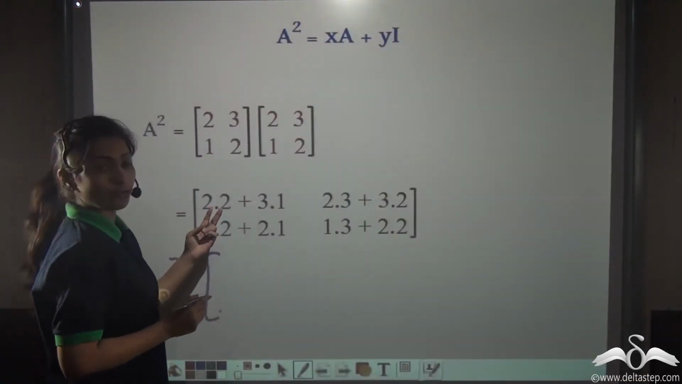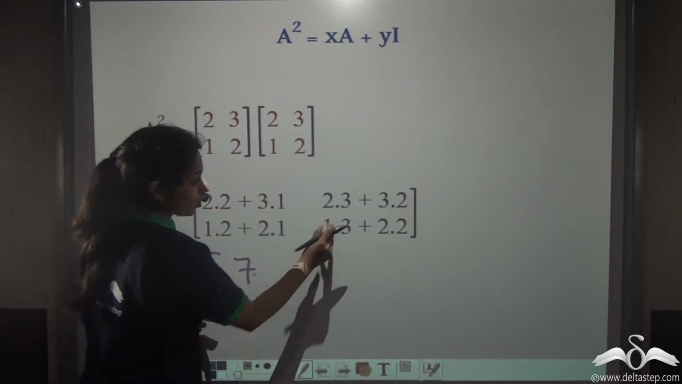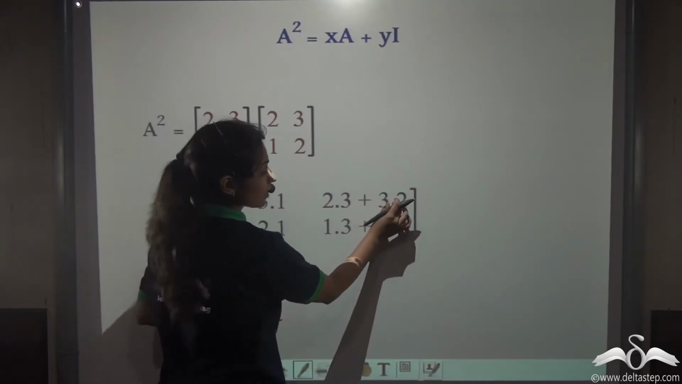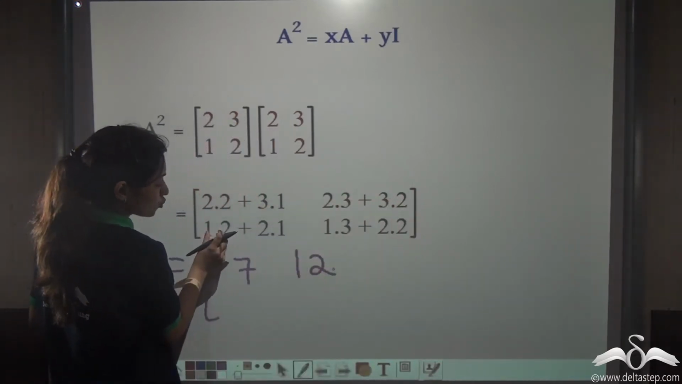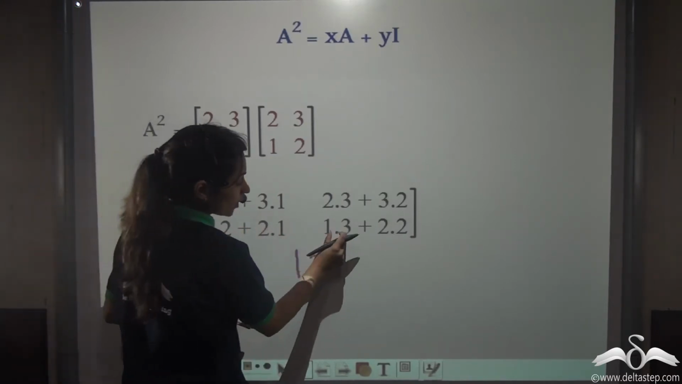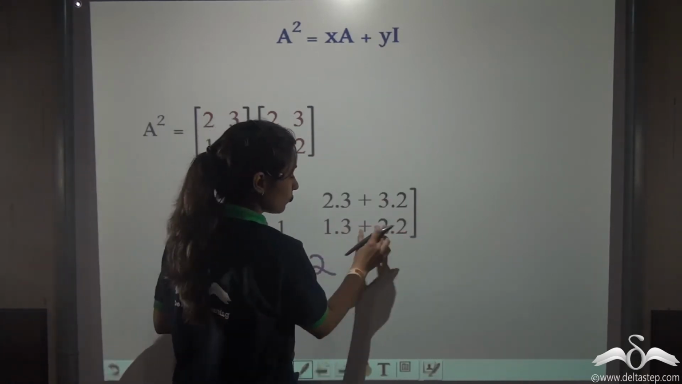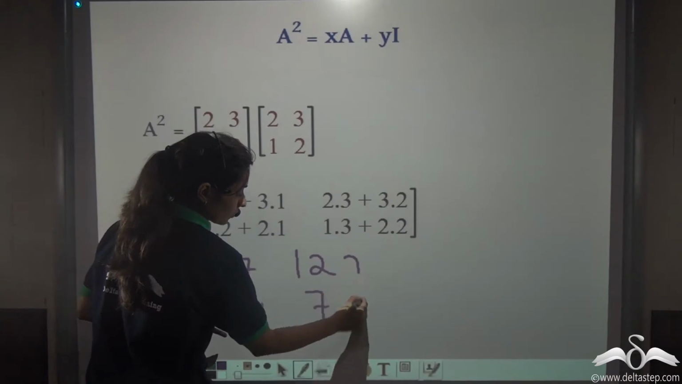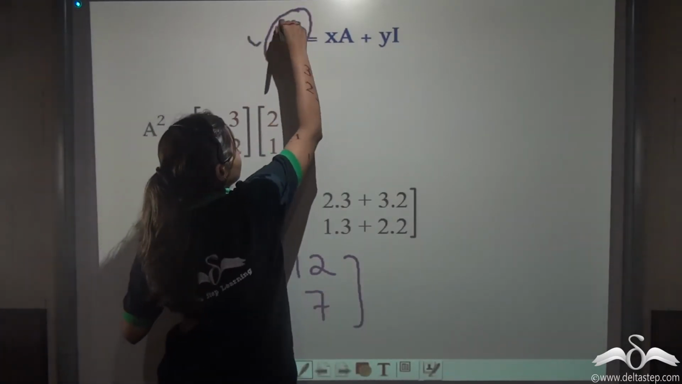2 into 2, 4, plus 3 into 1, 3. So 4 plus 3, 7. 2 into 3, 6, plus 3 into 2, 6. So 6 plus 6, 12. 1 into 2, 2, plus 2 into 1, 2. So 2 plus 2, 4. And 1 into 3, 3, plus 2 into 2, 4. So 3 plus 4, 7. So we found A squared. We have already done this part.